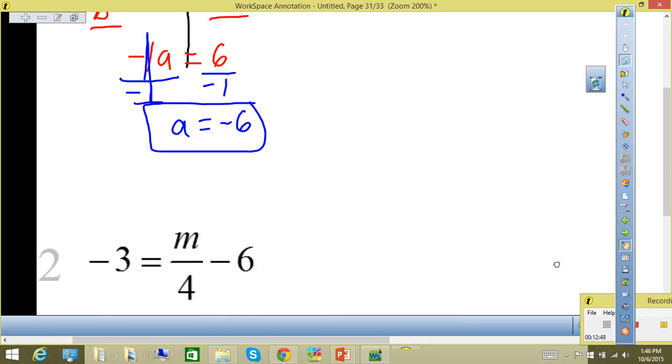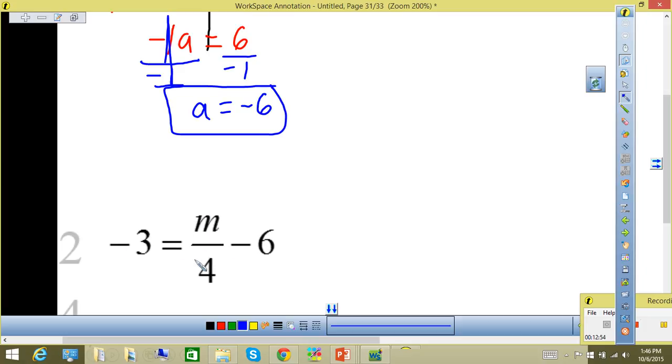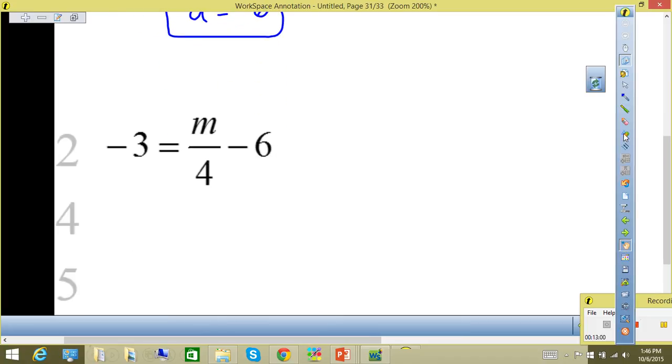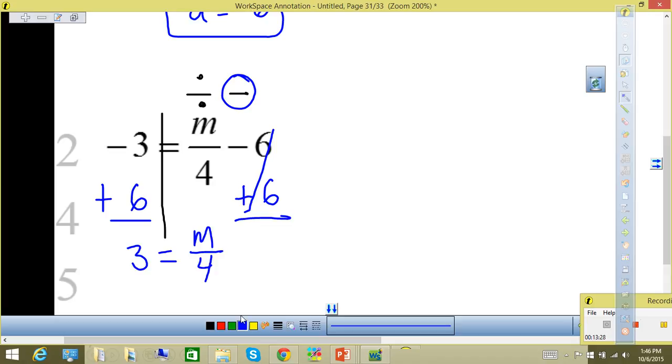Here we go. Negative 3 equals m divided by 4 minus 6. Draw your line down the equal sign. Before we get started, what are the operations that you see here? This is division and subtraction. So where do we start? With subtraction. What is the opposite? So we add 6, add 6. These cancel because it's a zero pair. Do you guys see the zero pair? Yeah. 6 minus 3, that is 3, equals m divided by 4.